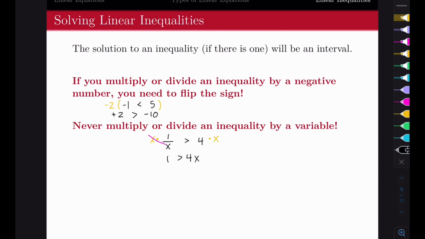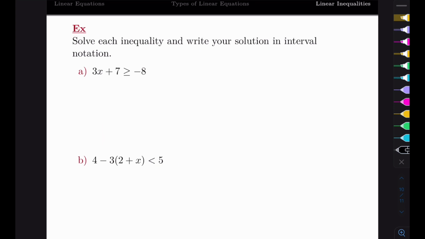You can't do this because you cannot tell me if x is positive or if it's negative. So I have no idea which rule I'm in. This is why we never, ever want to multiply or divide an inequality by a variable. It's just too much to keep track of. Okay? So like I said, it's not going to be a natural thing right now, but I really want to reiterate this.